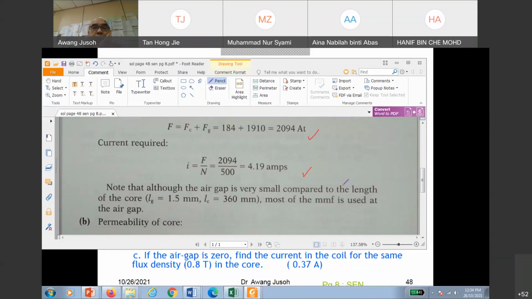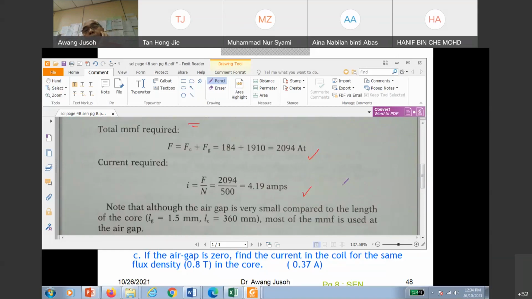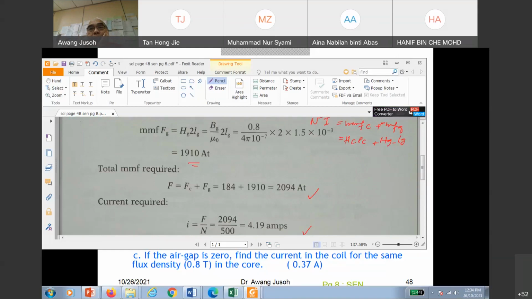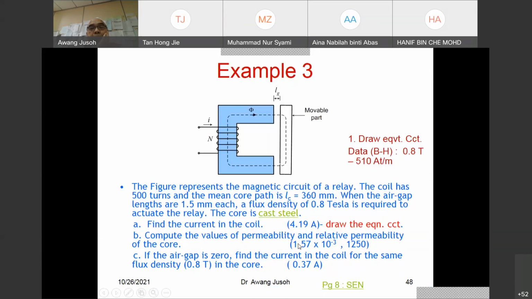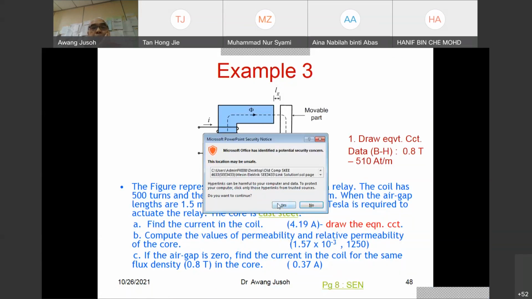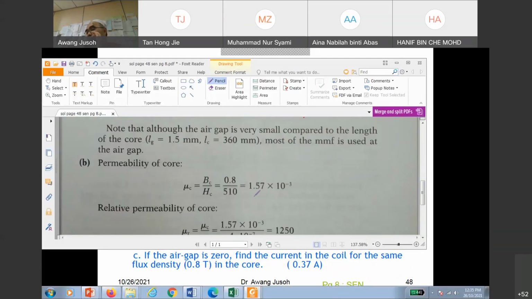The second question, they ask you to find the permeability of the core. Compute the values of permeability and relative permeability of the core, mu and mu r. So we can solve the problem, it's simple, just a formula. You can see the BH curve there. This is the slope, right? The slope is permeability.